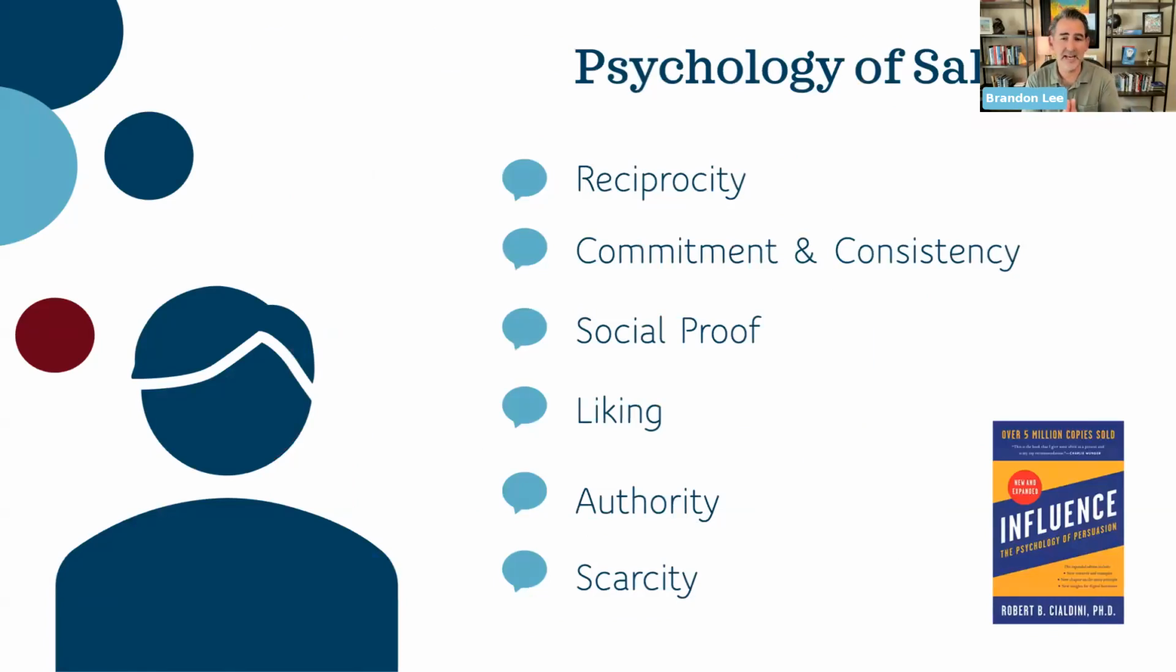Cialdini wrote this book, and I'm going to age myself here, but I did my senior thesis in my undergraduate work in college on influence. And this book was the primary book that I used in my research. There are six key factors that play into our ability to create influence, or to be able to influence our buyers to want to speak with us. Reciprocity, commitment and consistency, social proof, liking, authority, and scarcity. Here's why I share those with you.